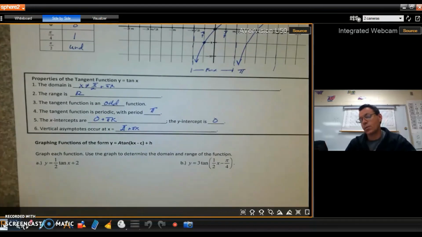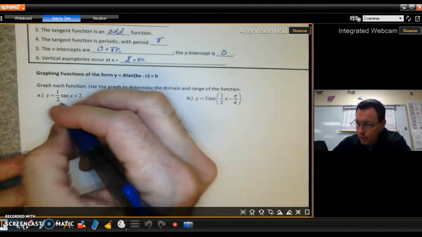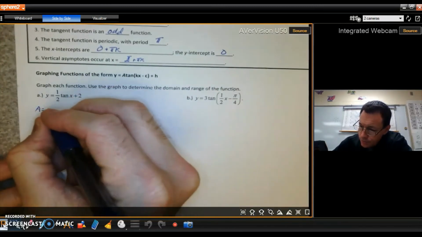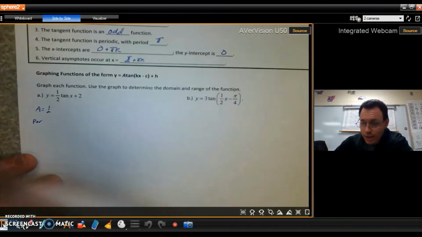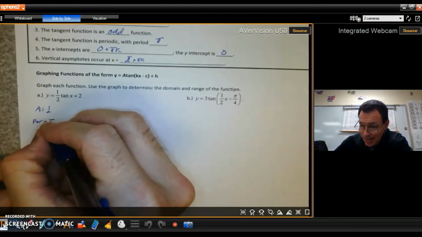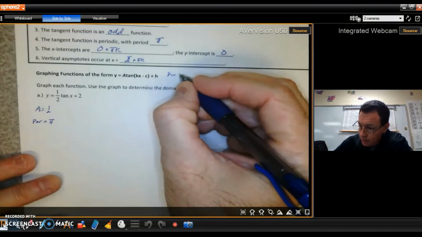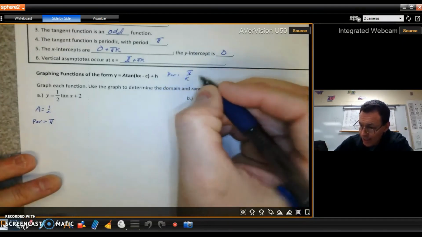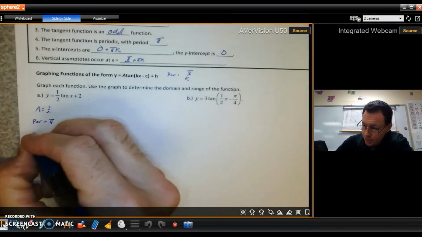Okay, we're going to graph that. We're going to use amplitude, period, phase shifts, and vertical shifts to move these things around however we need to, without having to do a T-chart for every single one. So, amplitude, 1/2. Period, there's nothing in front of the x, so that's a 1. So it is pi over 1, or just pi. So again, period is pi over k, not 2 pi. This one also has a vertical shift up 2.